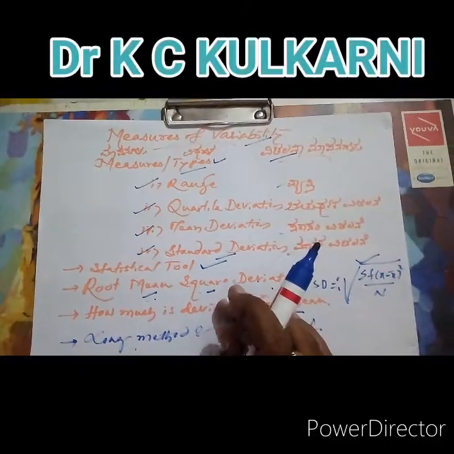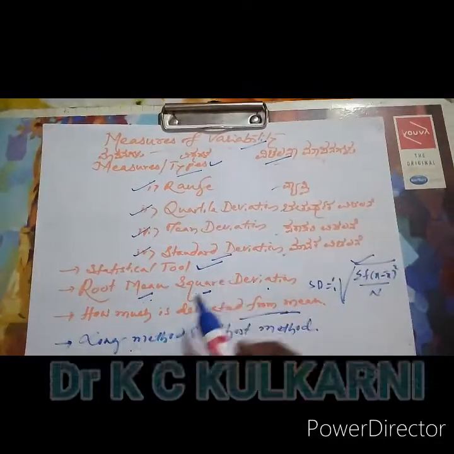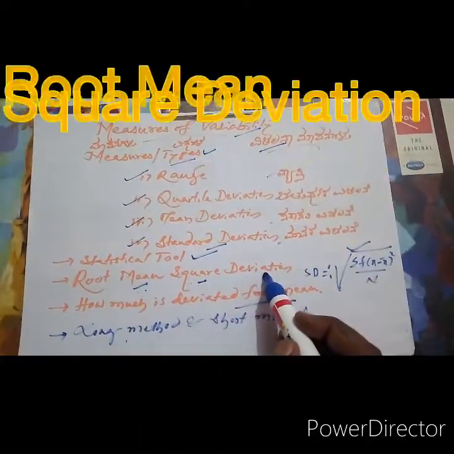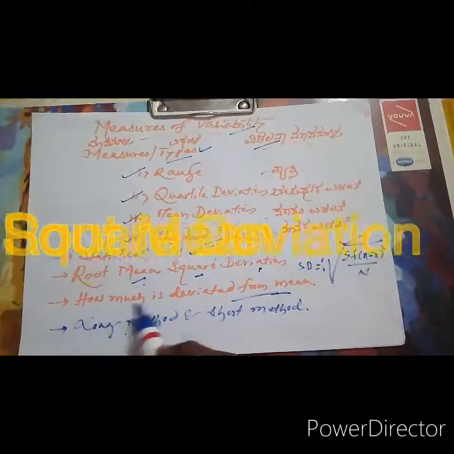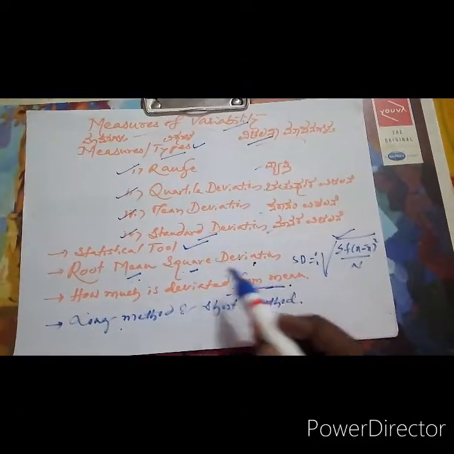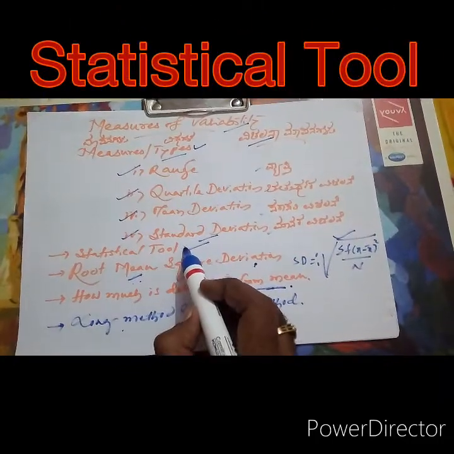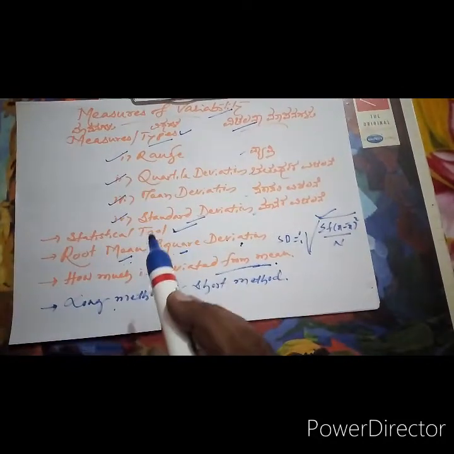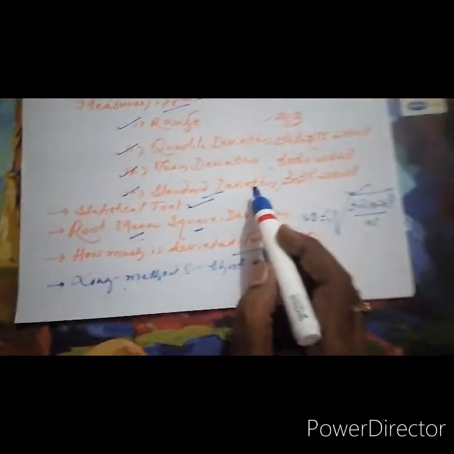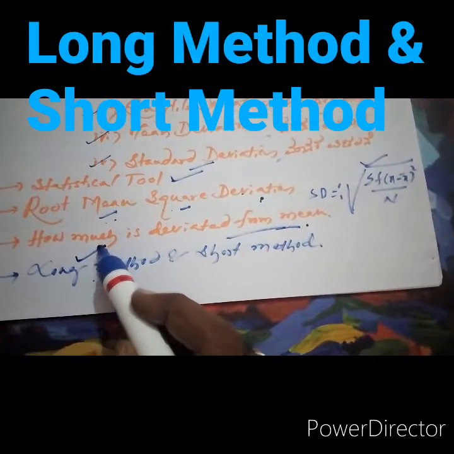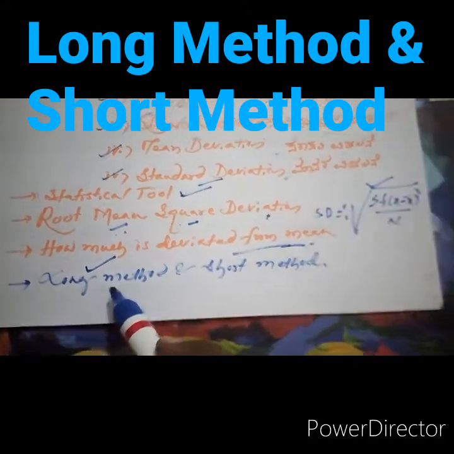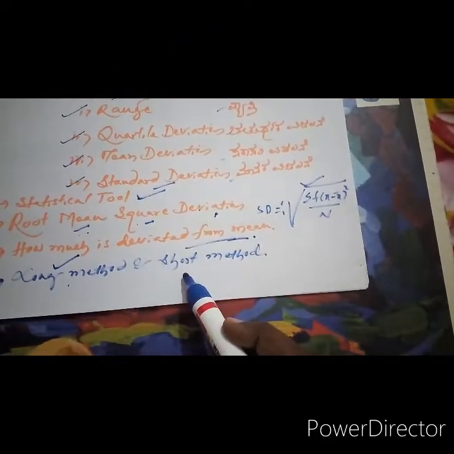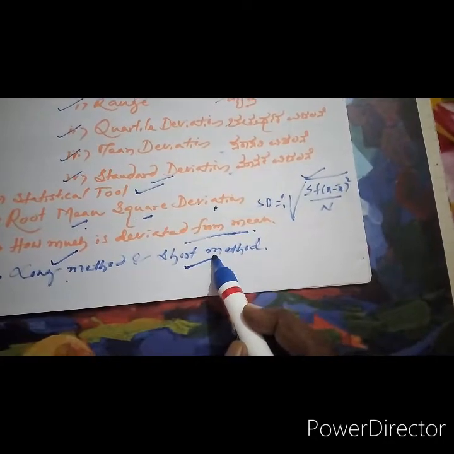Yes, in the second part of standard deviation, as you said, standard deviation is the root mean square deviation, and also how much it is deviated from the mean, and it is in fact a statistical tool. So according to the calculation, to calculate the standard deviation there are two methods. One is the long method, as I have completed in the first part. Now I am going to take the calculation of standard deviation by the short method.